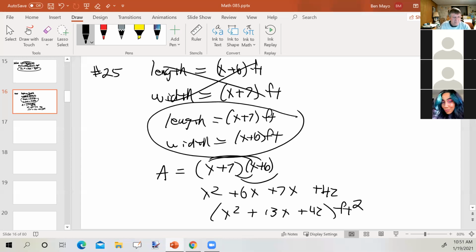Now, this student also asked for number 26, but it's basically the same problem as before, just different numbers plugged in. So I'm not going to do that one. If the person that asked for that still needs it, email me or come to my office hour, and either way I'll work it out for you.